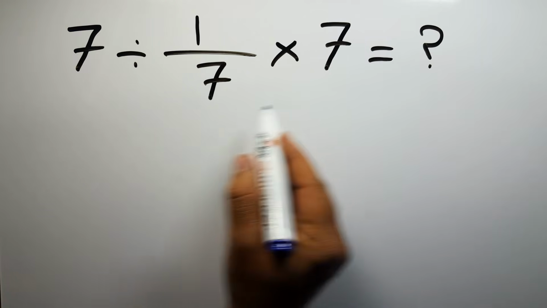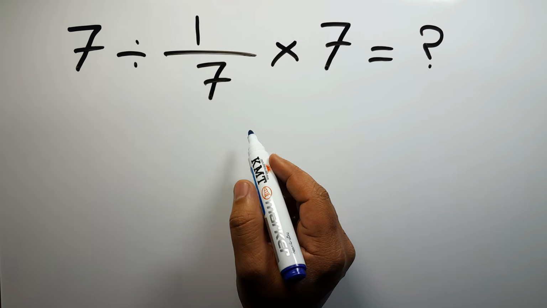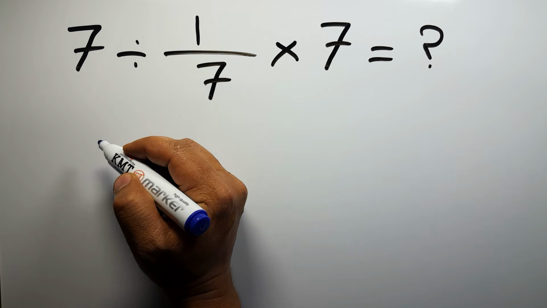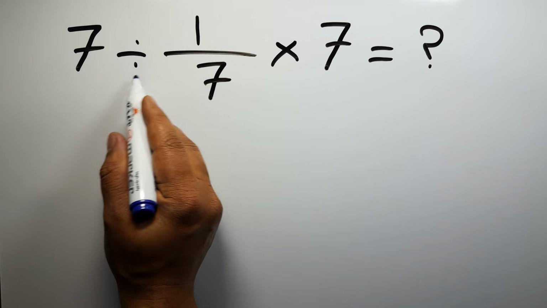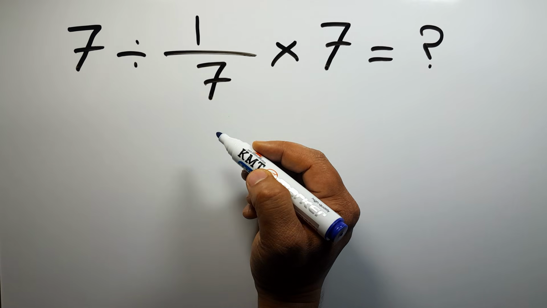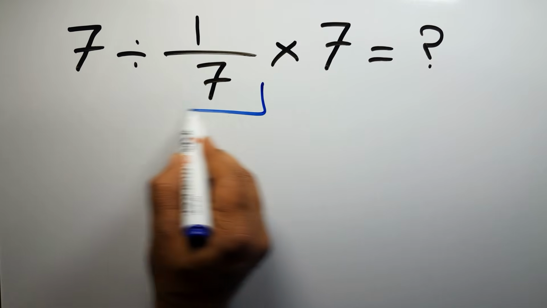In this expression, we have one division and one multiplication. According to the order of operations, multiplication and division have equal priority and we have to work from left to right. So here first we have to do this division, then this multiplication. So first 7 divided by 1 over 7.